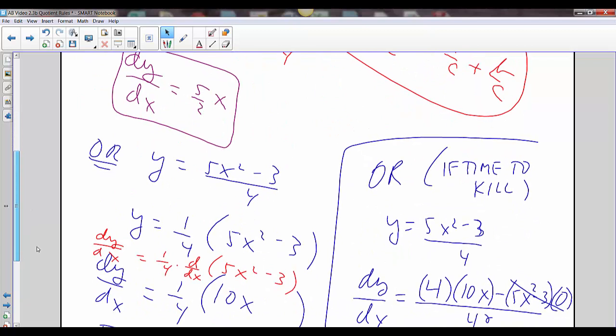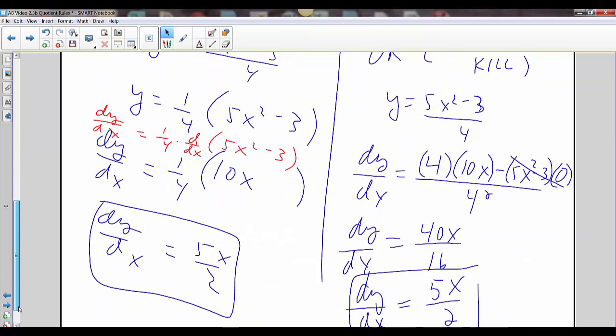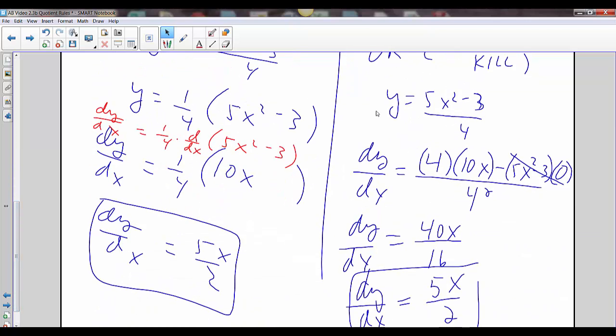Okay, another way you could have done it is to pull out the constant of a quarter. That works because this is a constant. Pull that quarter on the outside, take the derivative, you'll get the same exact answer. And if you have a lot of time to kill, you could actually use the quotient rule and you'll still get the same answer.